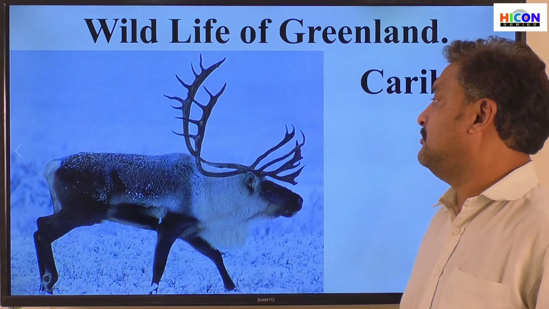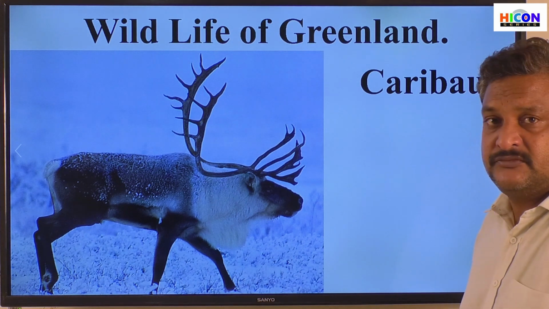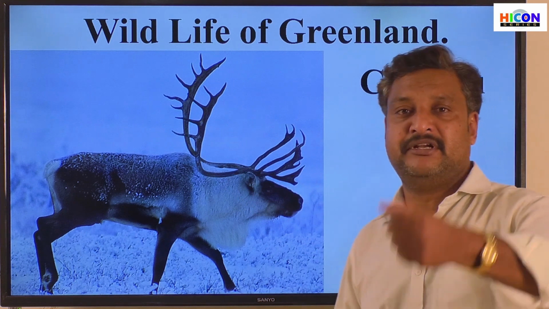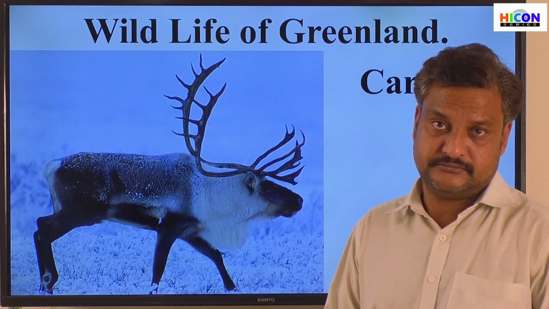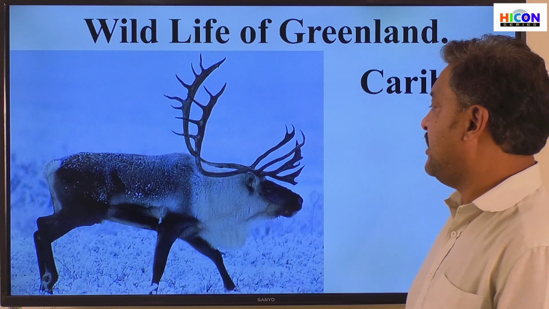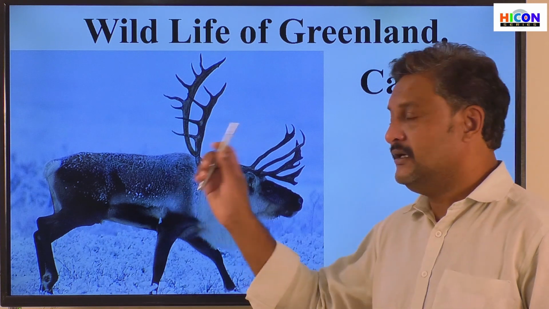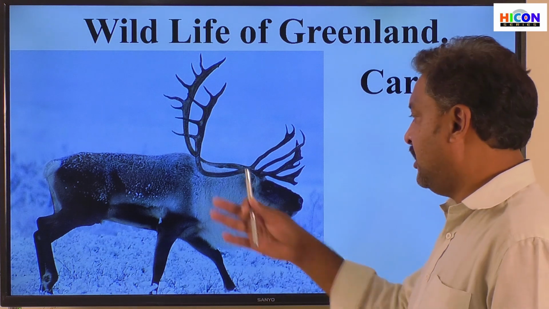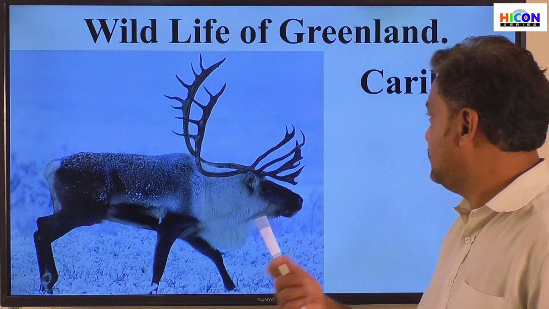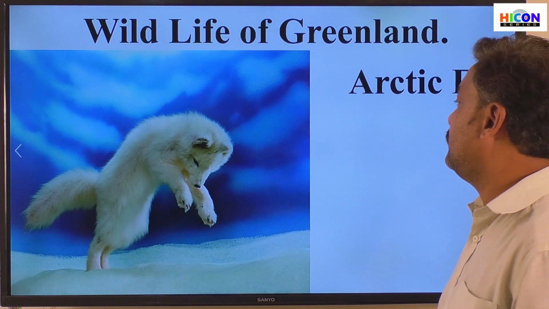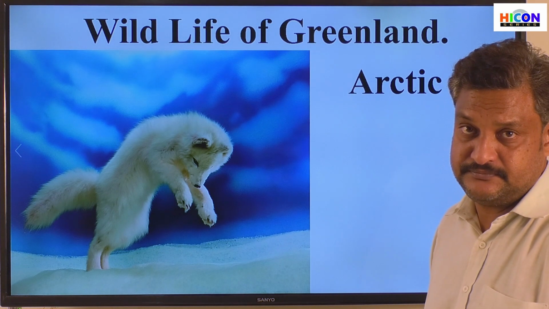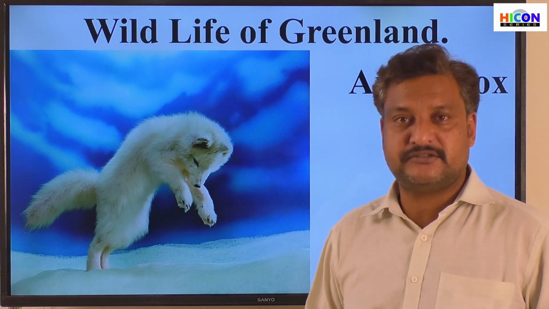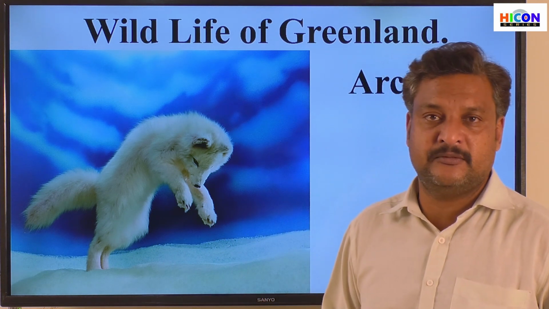Okay, another animal is the caribou. So in the olden days, these caribou horns were used as weapons by the people over there. Okay, and this also has a thick fur, and flesh and skin were mostly taken from these animals. Right? Next is the Arctic fox, a wild animal there. Okay, it's a very cute looking animal, but very dangerous. Fox itself is a wild animal, isn't it?